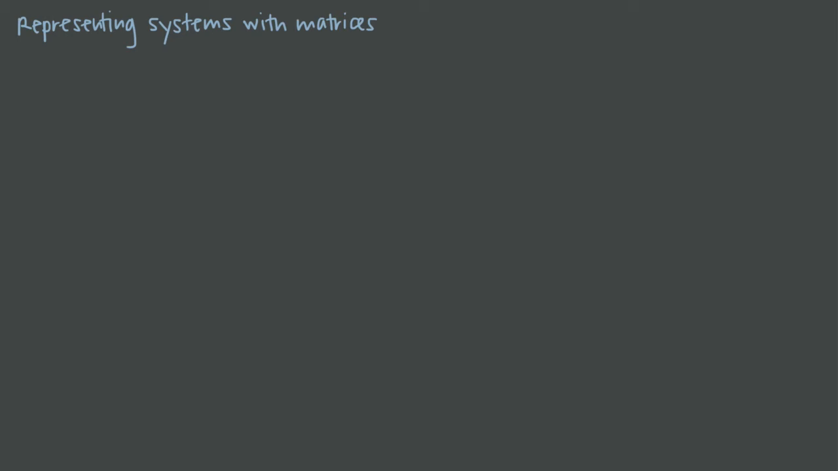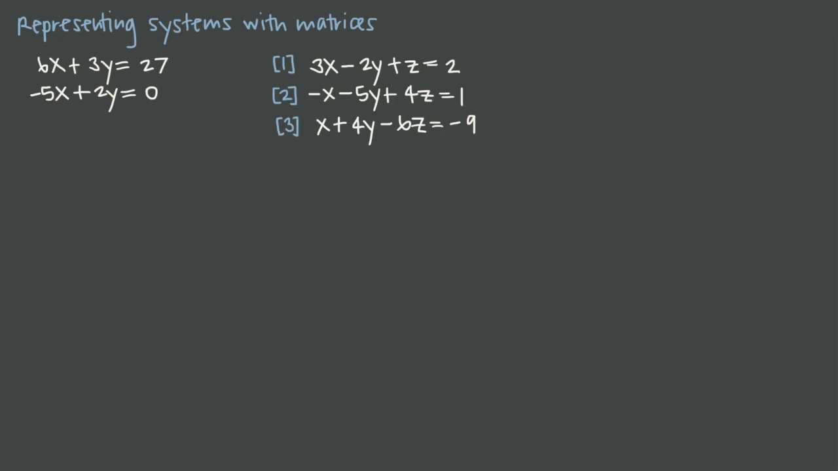Now that we have a little introduction to matrices out of the way, let's talk about how to actually represent a system of linear equations using a matrix. And to do that, let's go ahead and bring back both of the linear systems that we looked at in the previous videos when we talked about solving a linear system with 2 unknowns and solving a linear system with 3 unknowns.